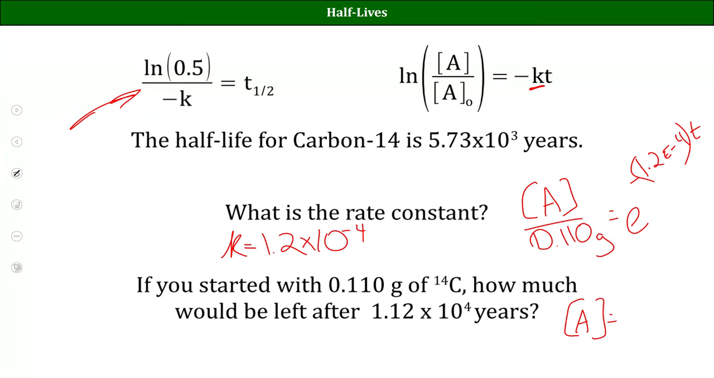1/4. So it should be something between 1/2 and 1/4 of what we started with, right? 11,000 years is a little bit less than, no, or is it right on the money? No, it's just under 2 half-lives, right? So we should get something pretty close to 1/4 of what we started with. 0.20. Pretty close to 1/4, right?